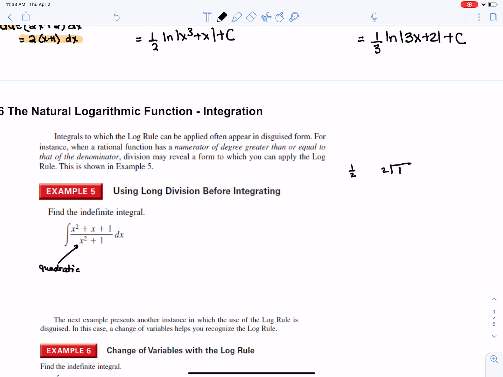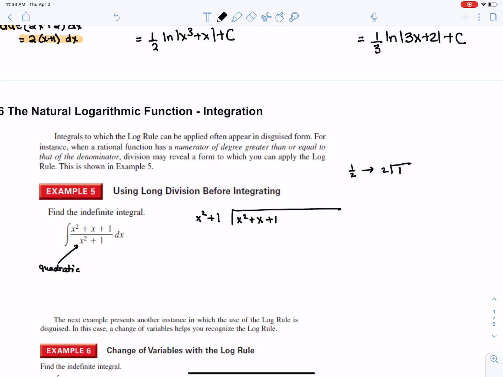So we'll just continue. We're going to have to use long division in this example before we integrate. Like I was saying, the denominator is not a linear factor, so you have to actually do the long division. I always forget what this looks like. So my denominator goes on the outside. My numerator goes on the inside.